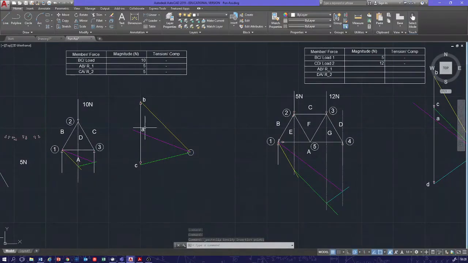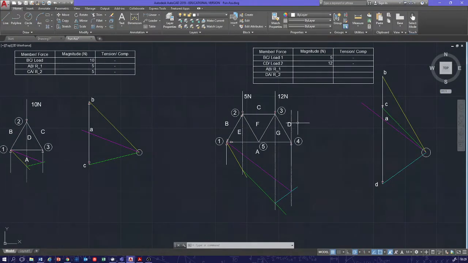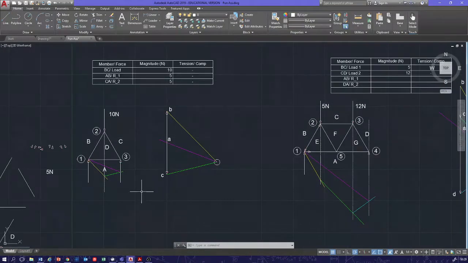Okay, and what that means is, if we look at our funicular diagram, if we go from C round to A, then that's reaction force 2. So from C to A is reaction force 2. Again, we go from D to A, that's reaction force 2. We go from A to B, that's reaction force 1.